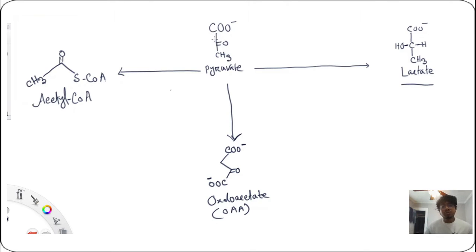In today's video, I will show you how pyruvate converts to lactate, acetyl-CoA and oxaloacetate. Before doing that, I want you to know how pyruvate comes about. Pyruvate comes from the glycolysis process of glucose. So if this is glucose, then by glycolysis we will get pyruvate, and pyruvate will convert to lactate, acetyl-CoA and oxaloacetate.